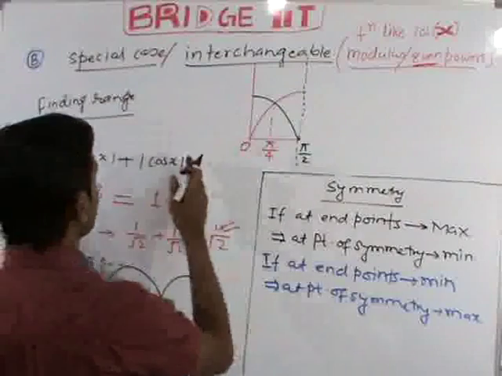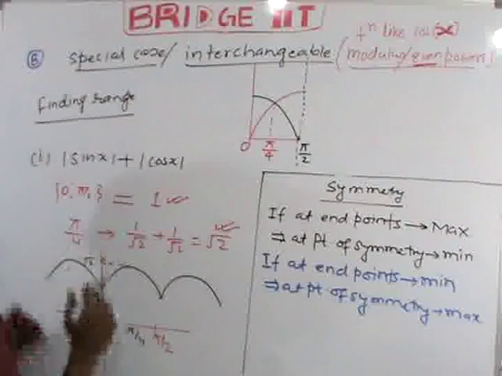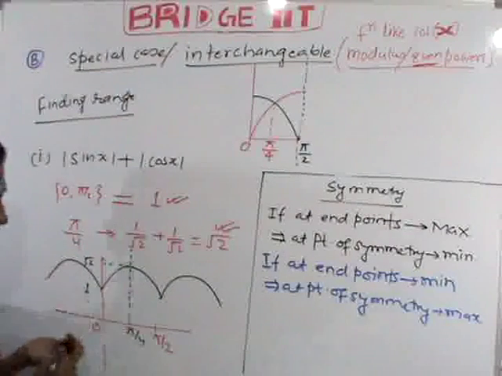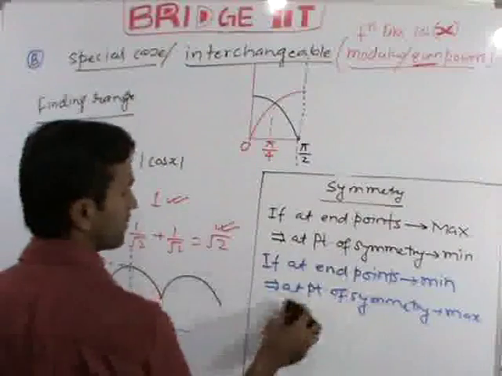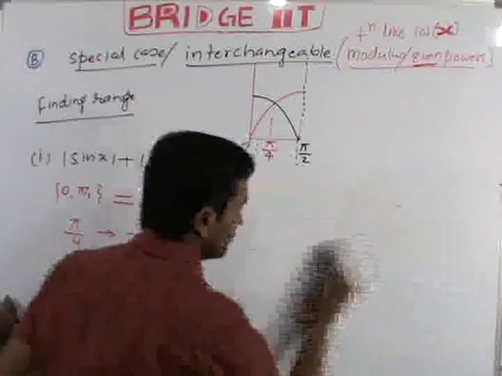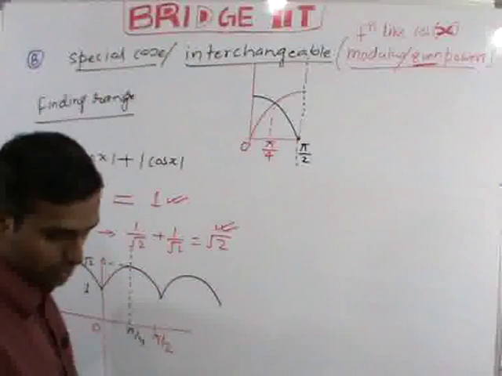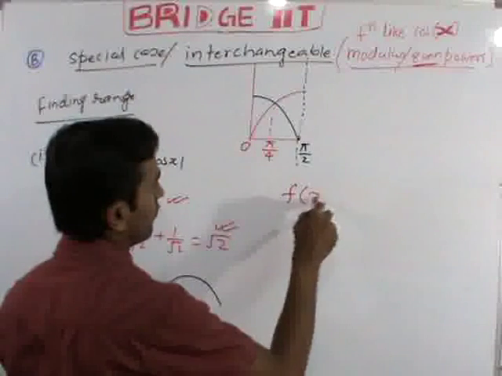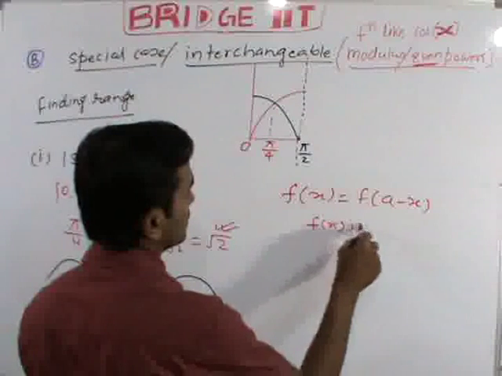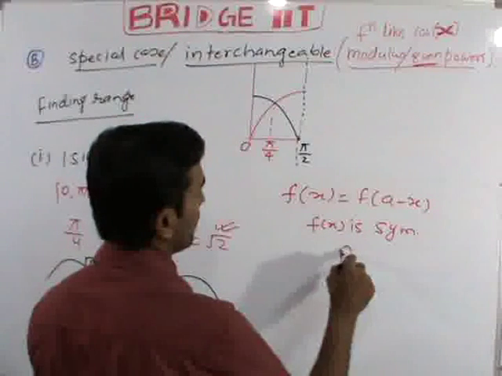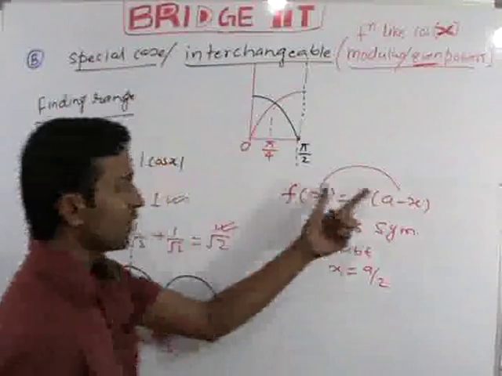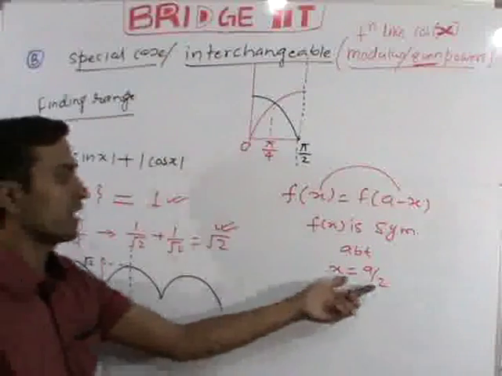How can I say that this function is symmetrical about x equal to pi by 4? In one cycle you can see this whole function is symmetrical about x equal to pi by 4. How can I say that? I have already told you once, when I was teaching the even odd concept: if f of x is equal to f of a minus x, the function is symmetrical about x equal to a by 2. You equate these two, so 2x equals a, so this function is symmetrical about a by 2.